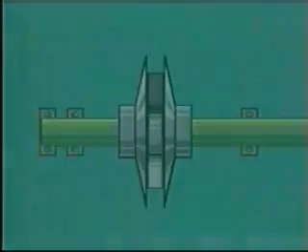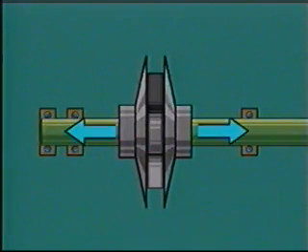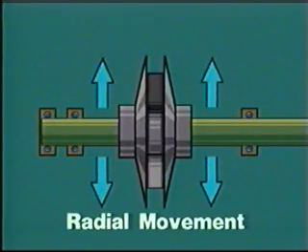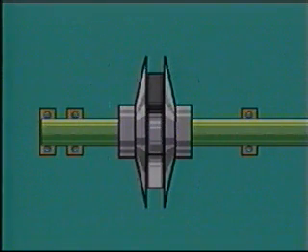Let's go on to bearings. Bearings basically support the shaft and reduce friction as it rotates in the casing. They also do two other things, as you'll recall from Section 1. They control the forward and backward movement or thrust of the shaft, and they control the side-to-side or radial movement of the shaft. Centrifugal pumps use two kinds of bearings, ball bearings and sleeve bearings.